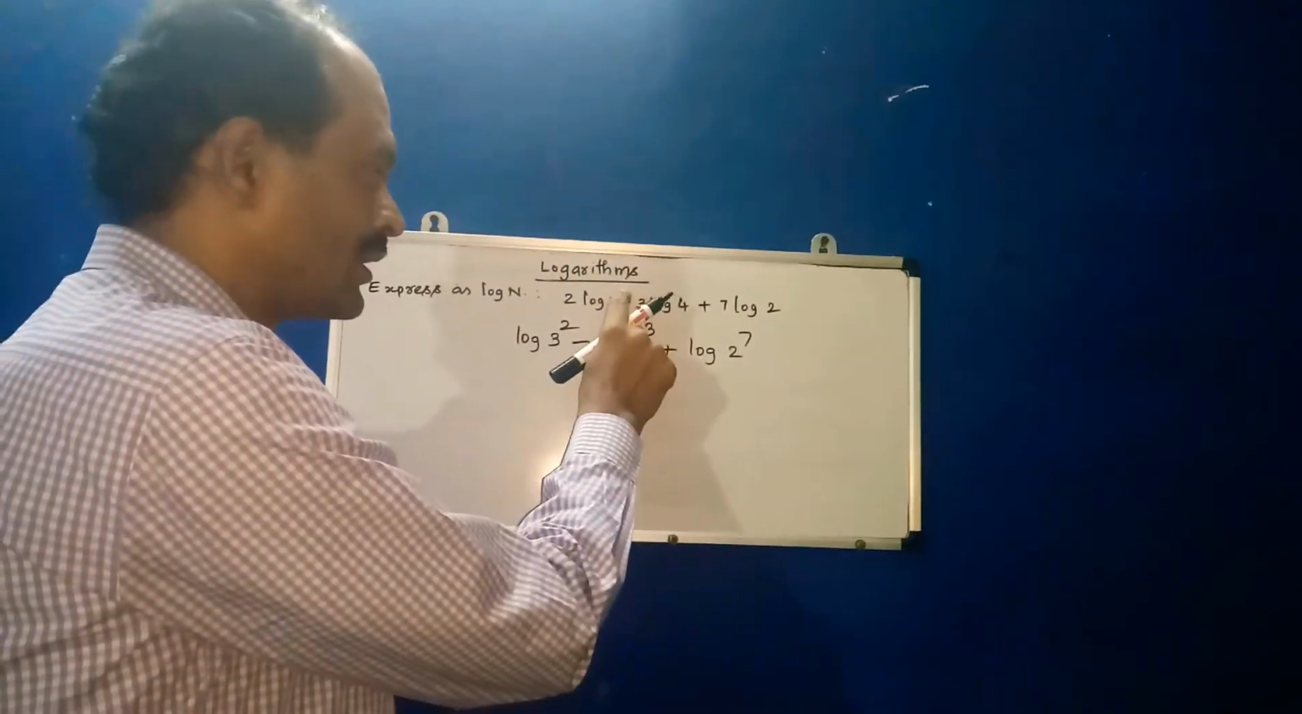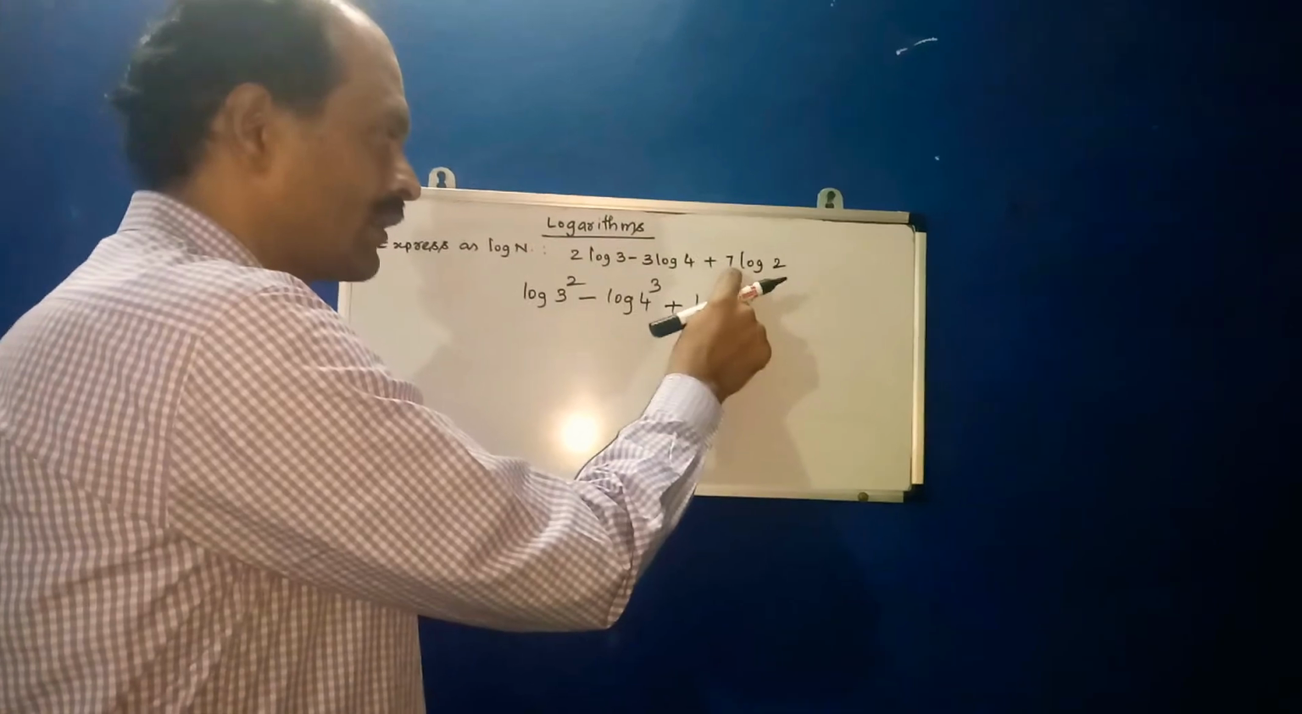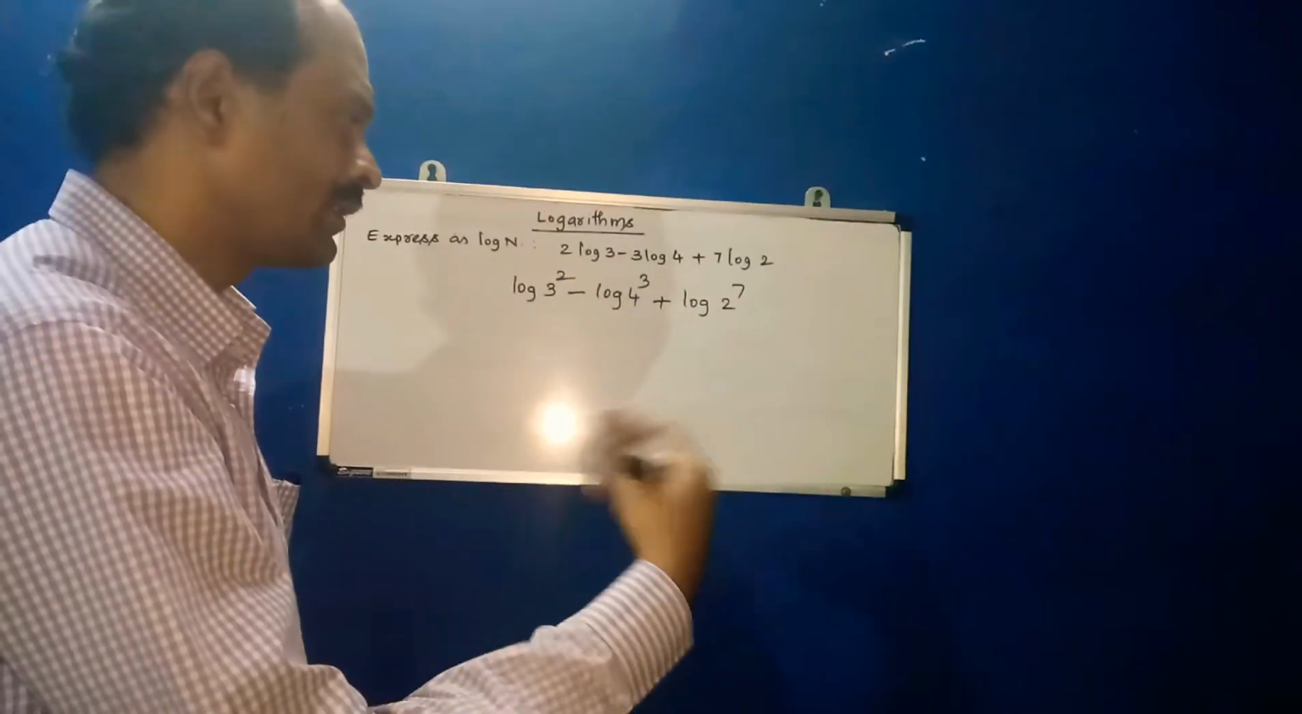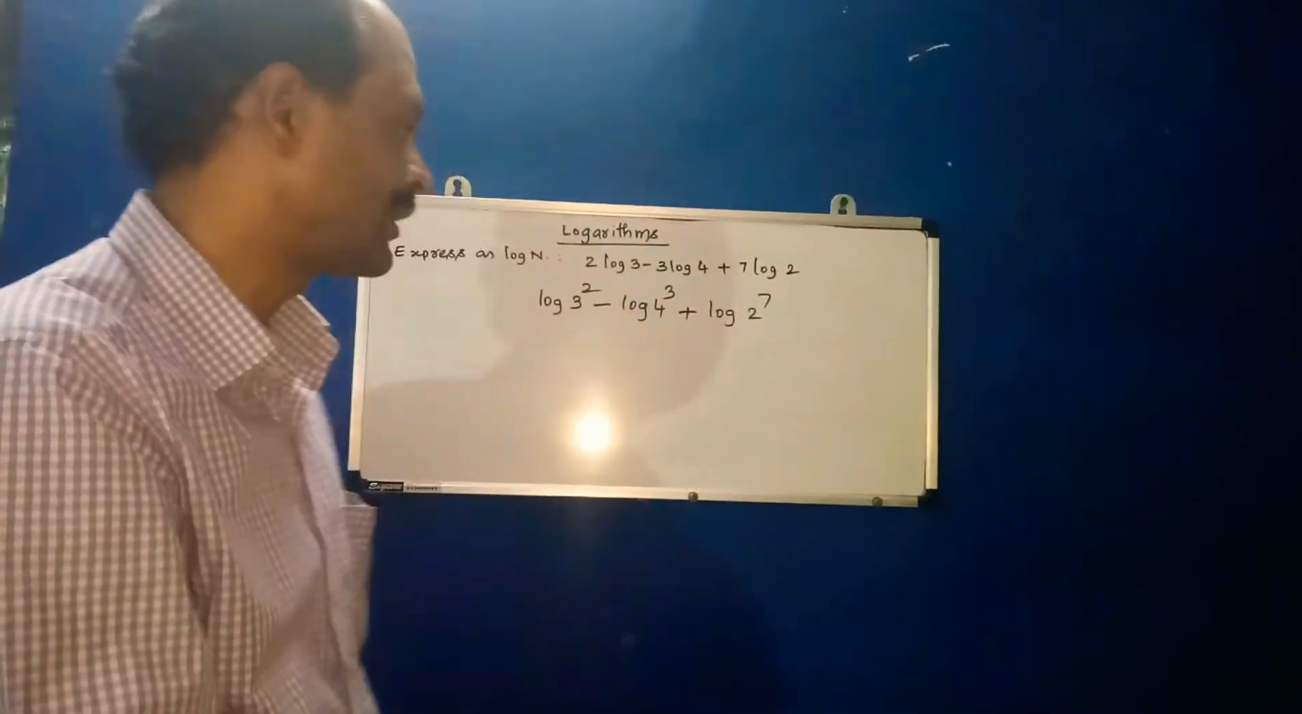2 becomes 3 square, this 3 becomes 4 cube, and this 7 becomes 2 power 7. Now again, this problem is the same as the previous examples.